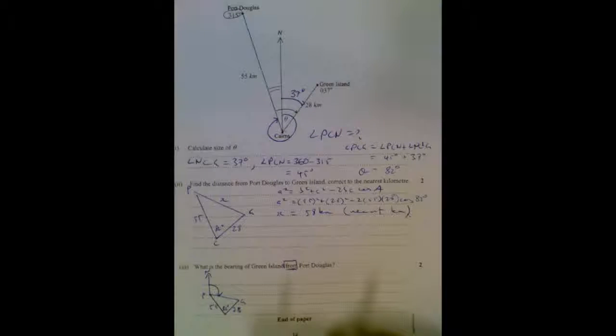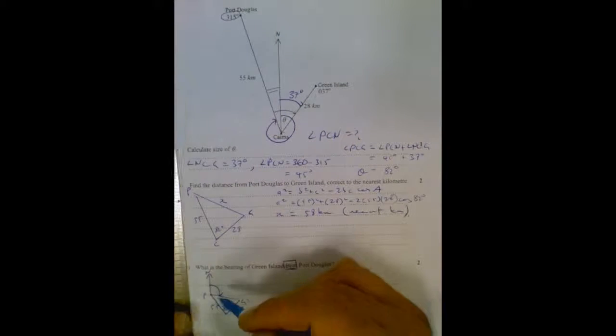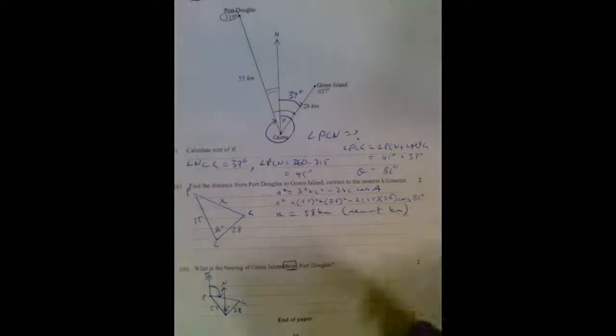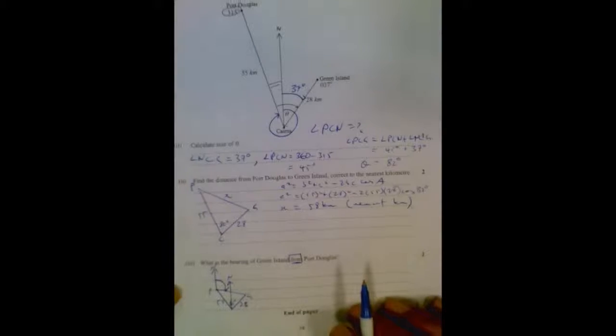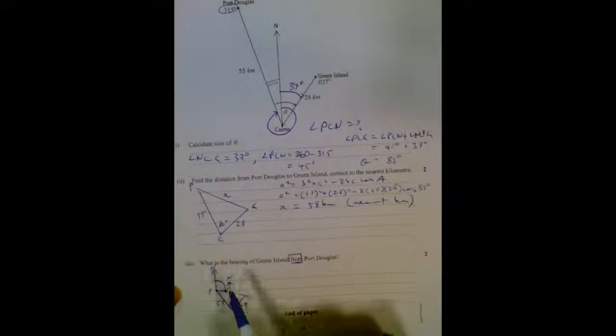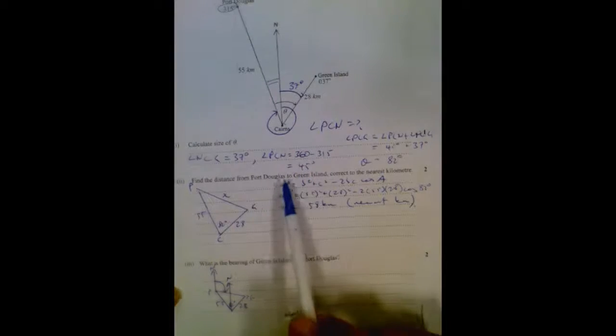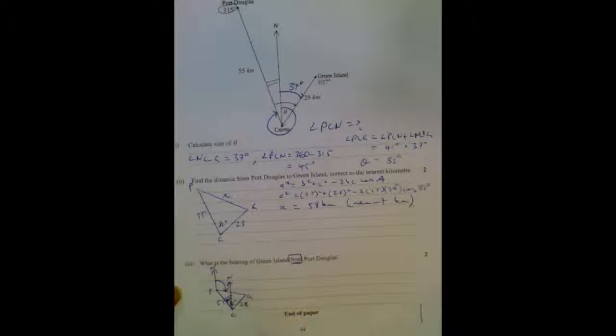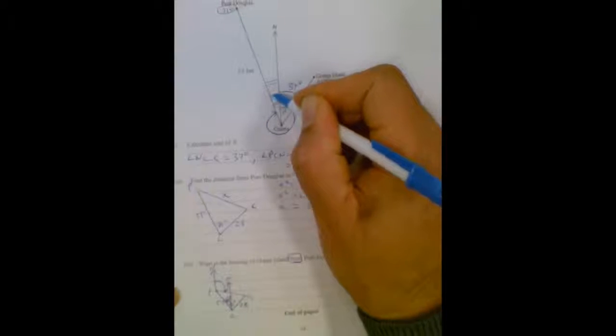So in order to find that angle, what can we do? We know that from Cairns, if I put in the northerly line there, because that's another significant point on the map, we've worked out above that angle PCN is 45 degrees. I can write it up here just to make that clearer.